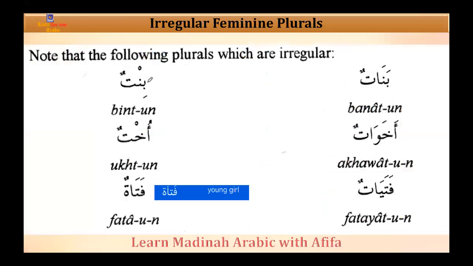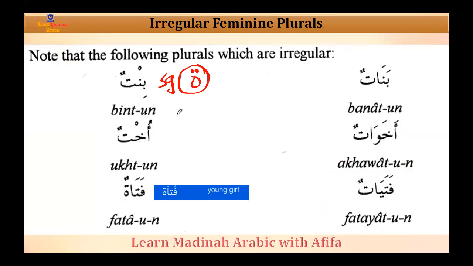Okay, now there are certain plurals which are irregular. So here, bintun is singular, but it doesn't have the regular ta marbuta that we are used to, right? So here the spelling rule is a little bit different. So bintun is a girl and its plural is banatun. Same here, ukhtun, sister, plural is akhawatun.